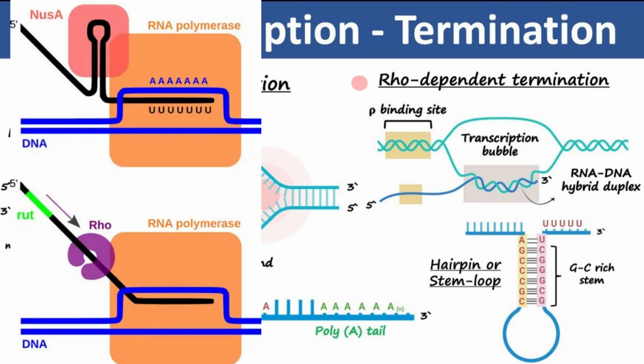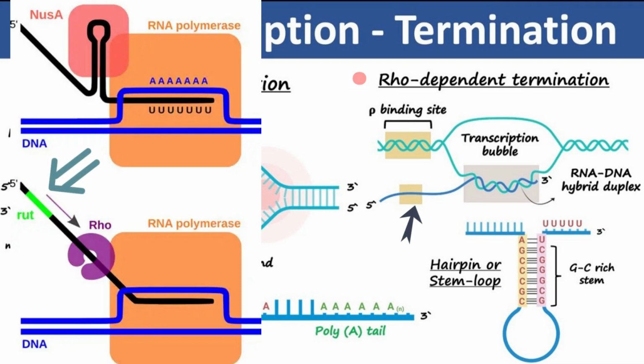Now, we have another structure which is known as the RUT site, the Rho utilization site. This is like the starting site. It is a sequence on the RNA transcript where the Rho attaches itself and starts to move.